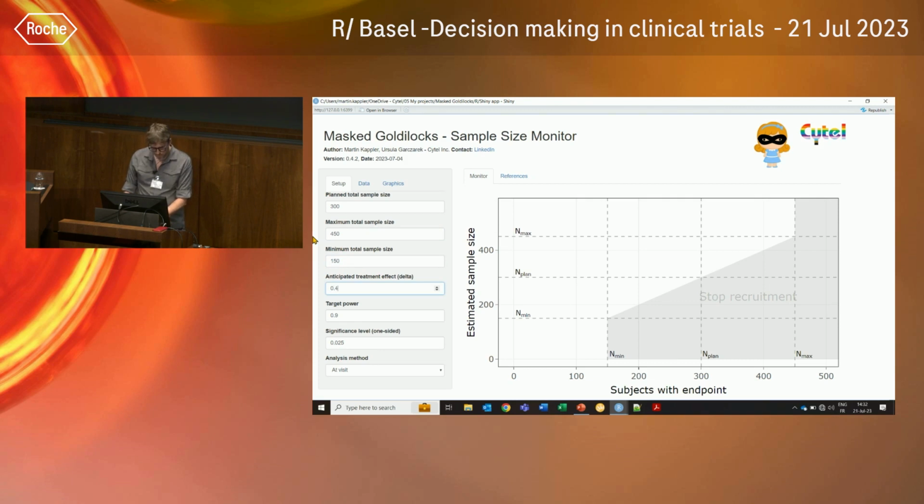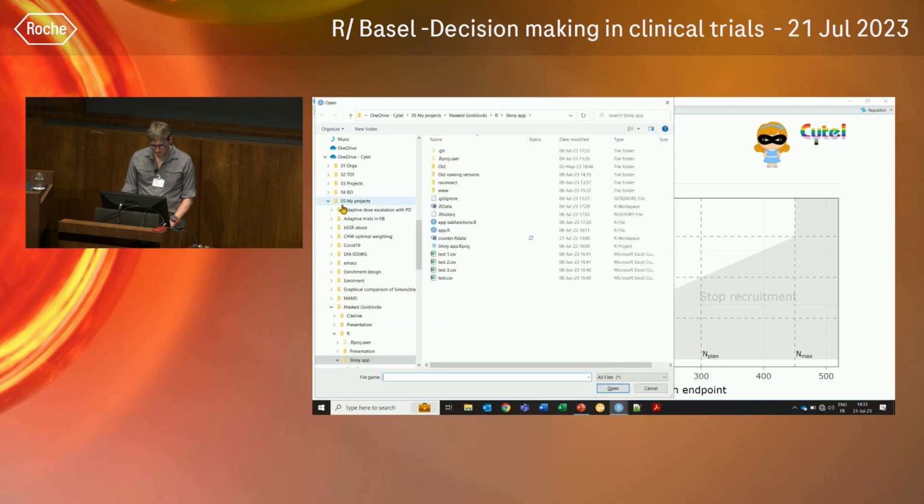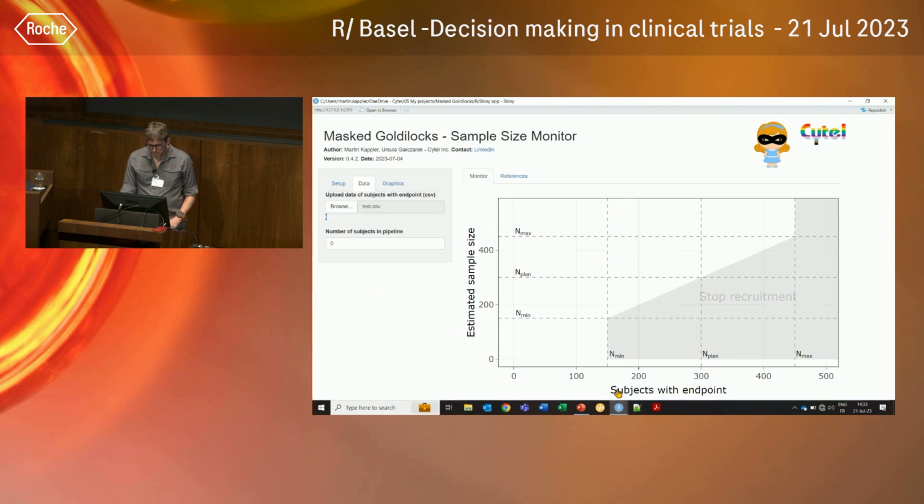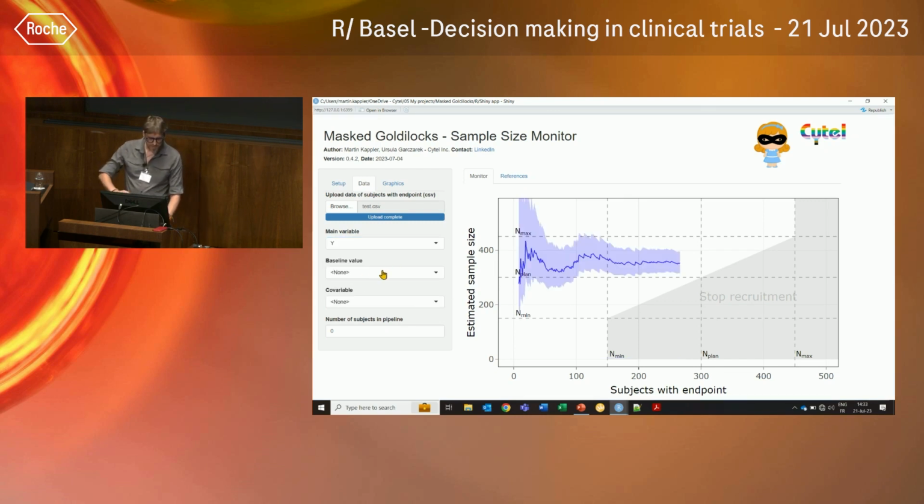For this test clinical trial, we had an estimated treatment effect of 0.4. Planned power was 90%, significance level 2.5%, and then we can upload some test data here. Then the variables can be specified. What is the outcome variable? And then you can see the evolution over the trial so far of the estimated sample size. And you can also specify the baseline variables and any covariables if there are.